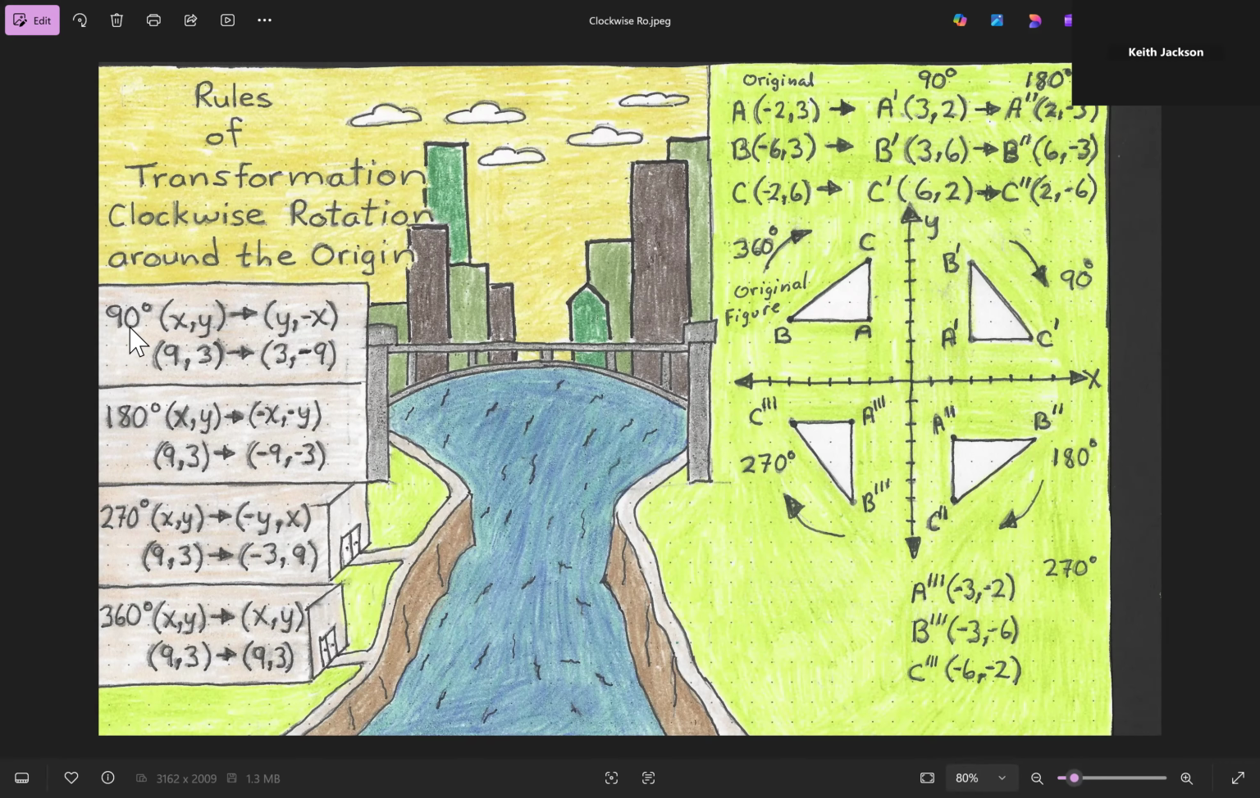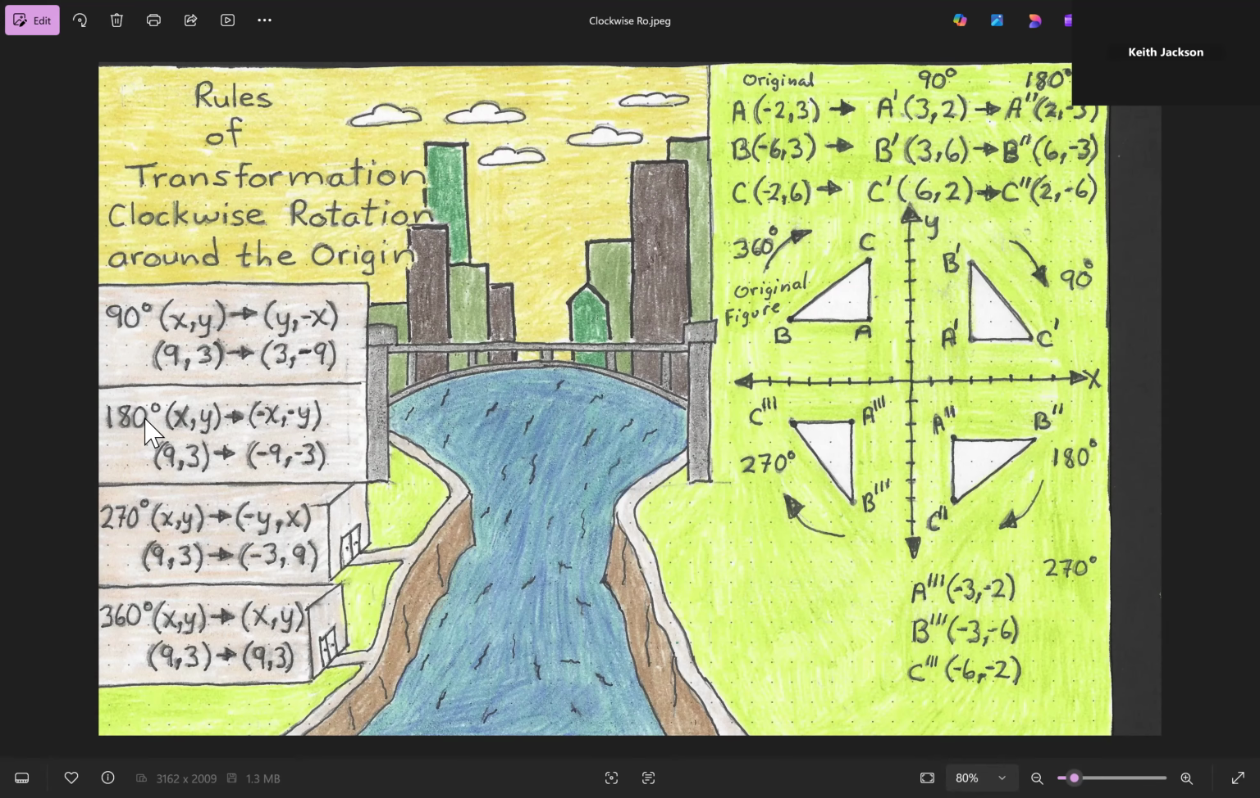But first, let's look at a 90-degree rotation of X and Y, the coordinate point of X and Y. What's going to happen? The Y and the X are going to change positions, but the X will be negative here. So what does that mean? That means that 9, 3 as an ordered pair will become 3, negative 9.